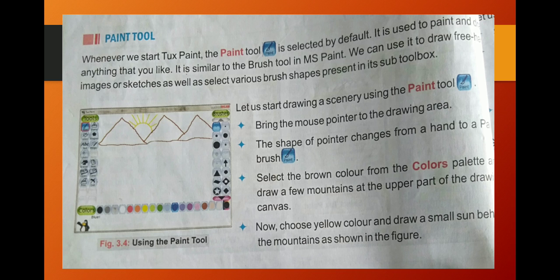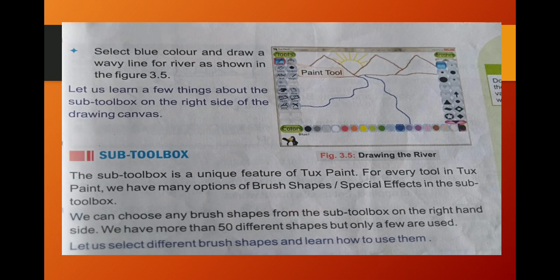Select the blue color and draw a wavy line for a river as shown in the figure. So what we have done, we selected blue color and drew a wavy line to make a river. So this way you can use your paint tool and choose the different colors and you can create your freehand drawing.